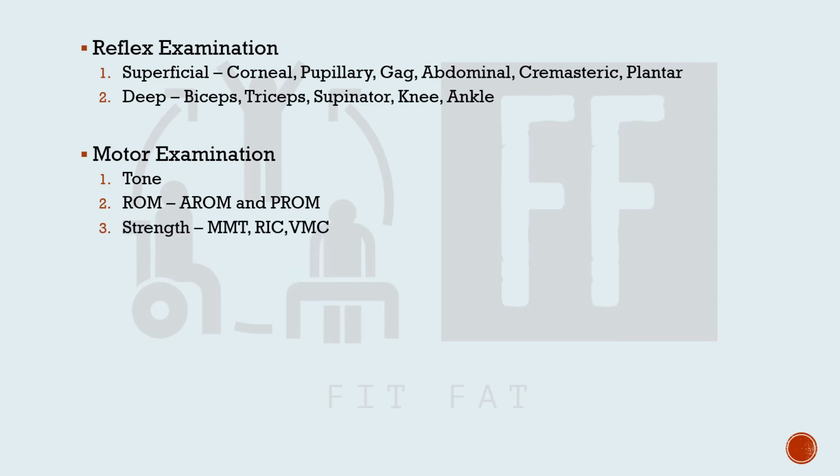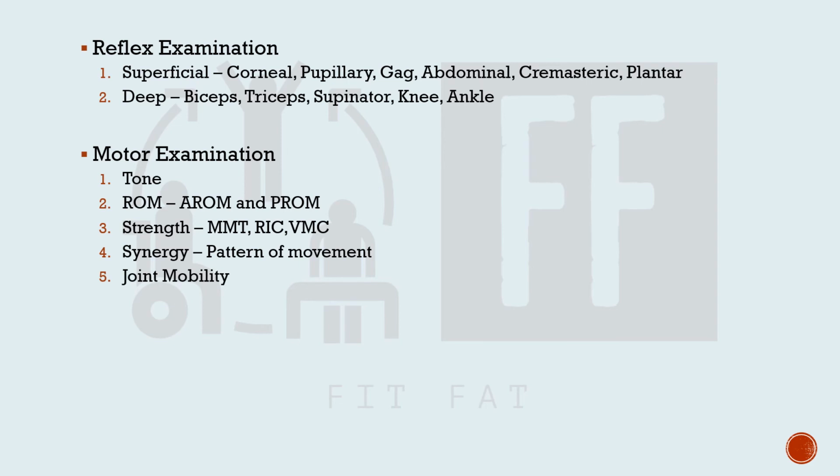Then will come your strength. Three things, right? First is the MMT, that is manual muscle testing, which is mostly used. Then the RIC or Cyriax's principle. RIC is basically resistive isometric contraction, which you know. You have to take the muscle in mid-range and give resistance, and you get an idea about the strength of the muscle. And then is your VMC, that is voluntary muscle control. It is generally used for stroke patients, right? Then there is synergy, or the pattern of movement.